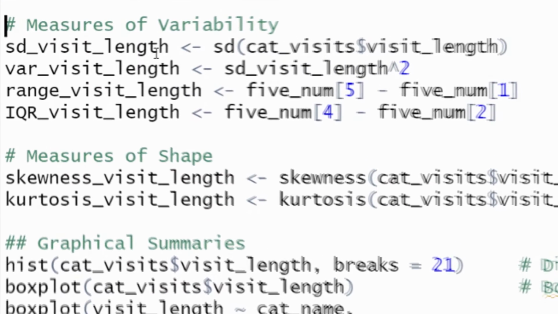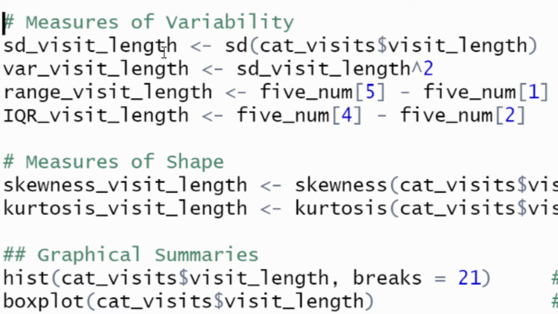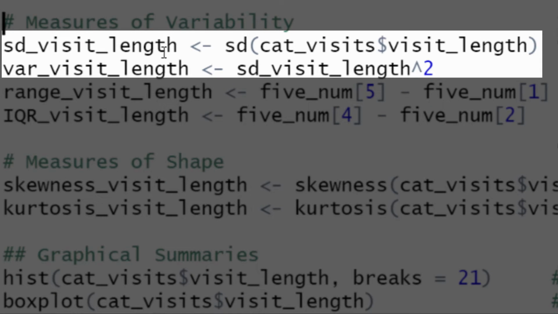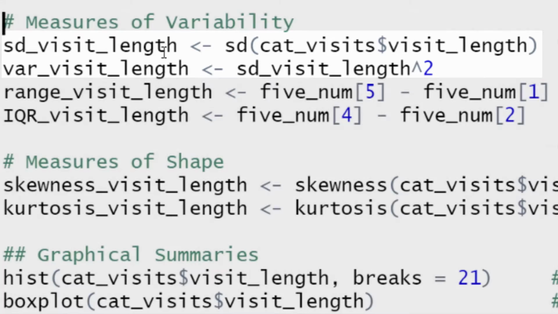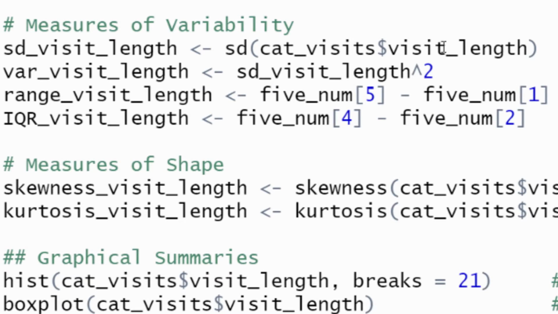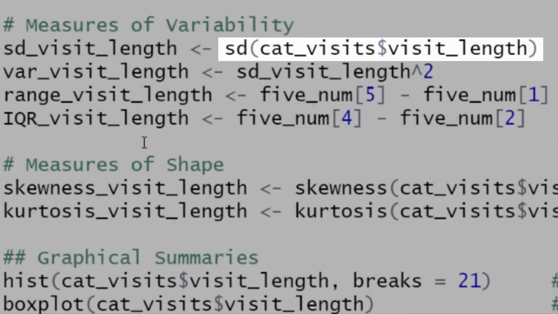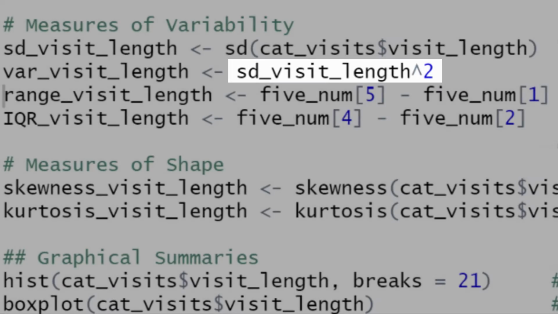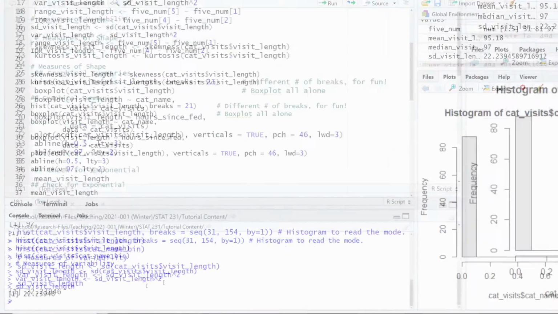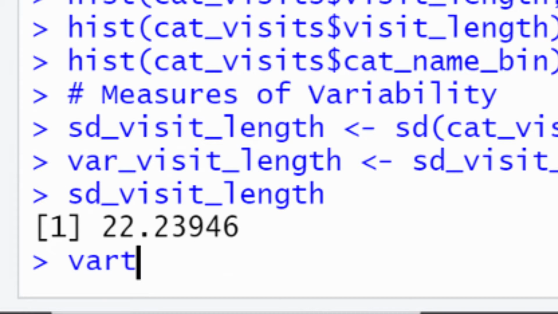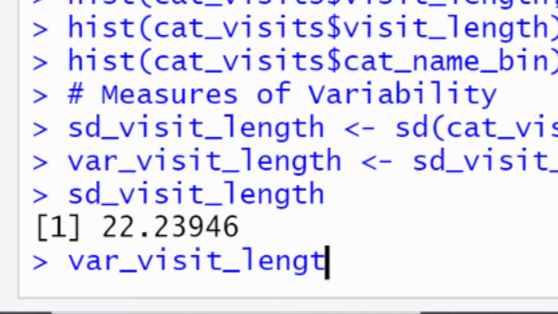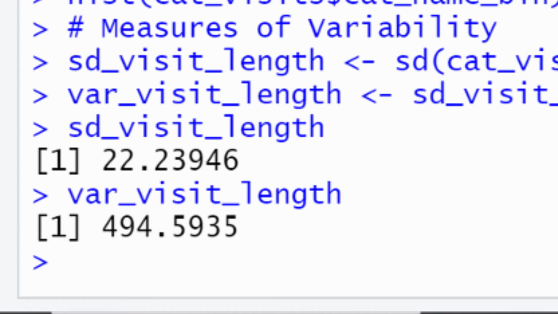In particular, we compute the variance, standard deviation, range, and interquartile range. The variance and standard deviation are both computed using a single command. So we can get the sample standard deviation using the SD command, and if we square this value, that leaves us with the sample variance. We see that the sample standard deviation is approximately 22.24, and the sample variance is 494.6.